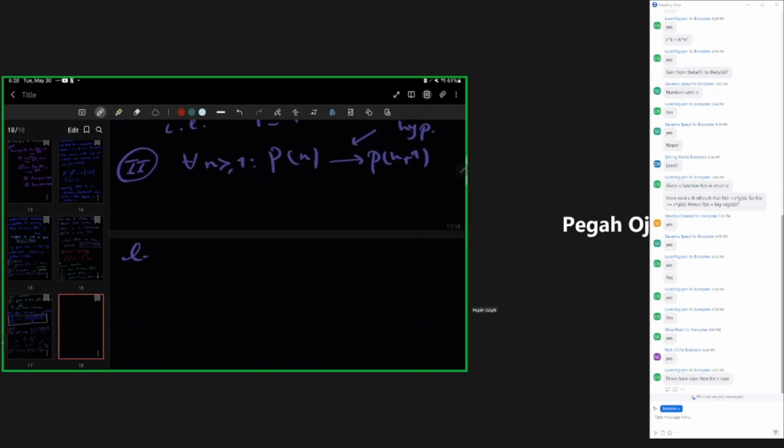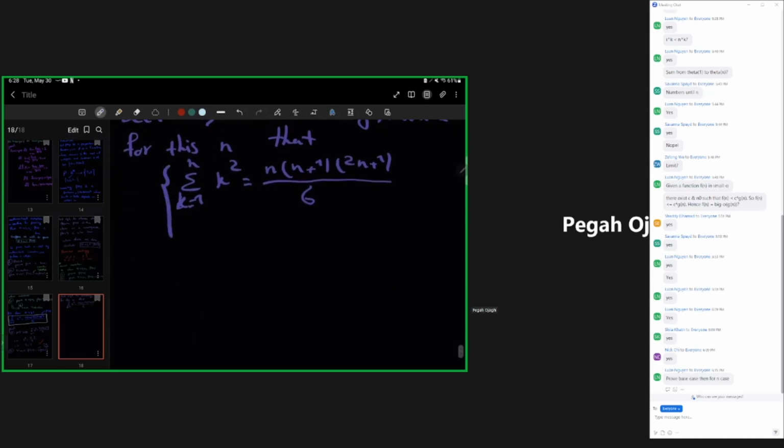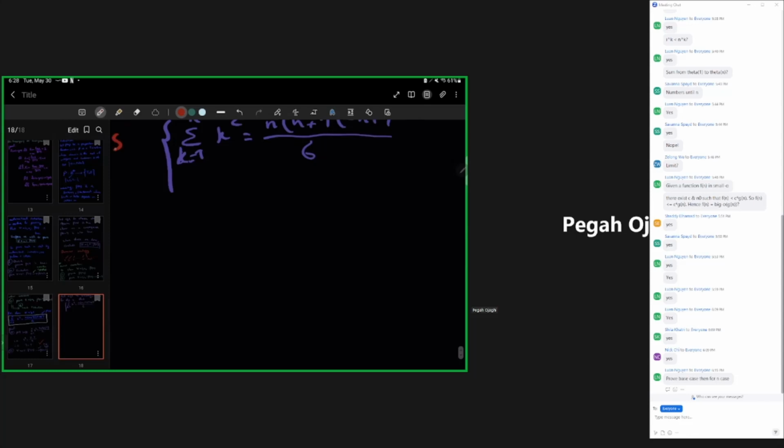I consider every n greater than 1, arbitrary. What we assume for this n is that this is true: the sum for k equal to 1 to n of k squared is n times n plus 1 times 2n plus 1 divided by 6. This is what we call the induction hypothesis.